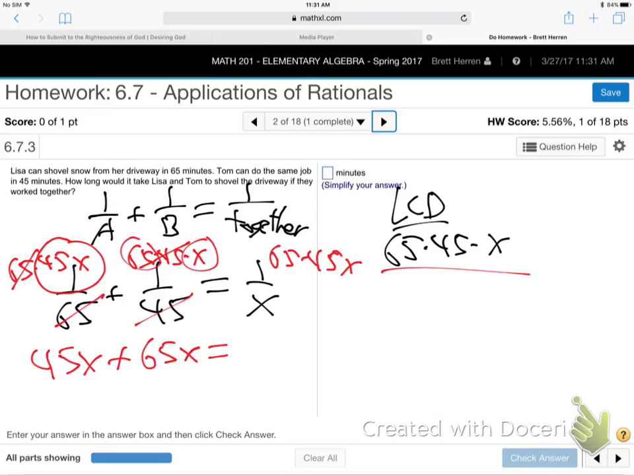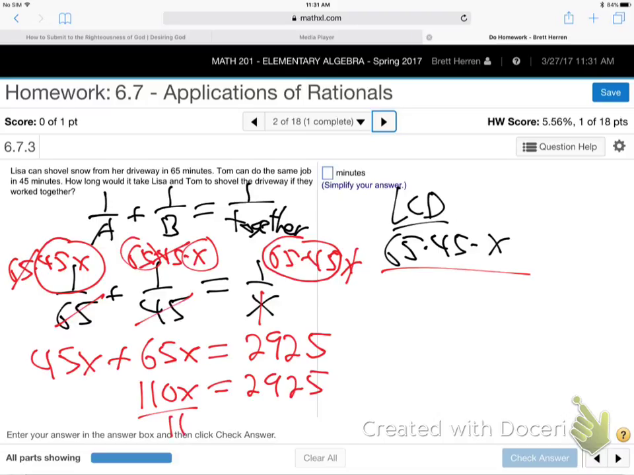And then what cancels on the right side? Just the x's. That good? And what's left over? 65 times 45. And that's where that 2925 number comes in. Is that good to there? You get 110. Okay, add those up. 110x. And then divide by the 110. And I think this is the answer, except it can be reduced.